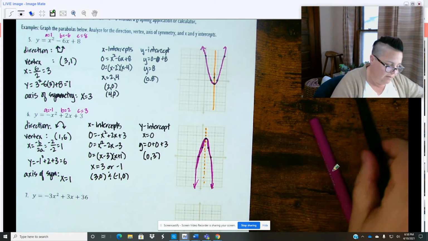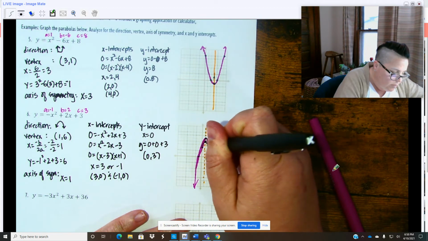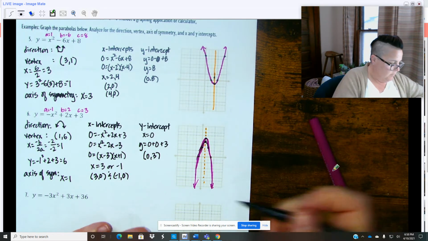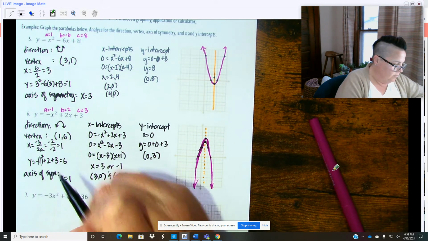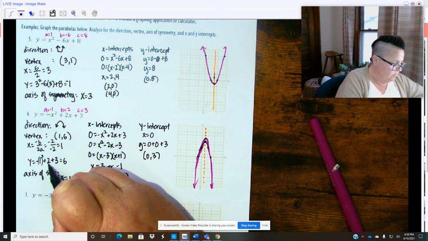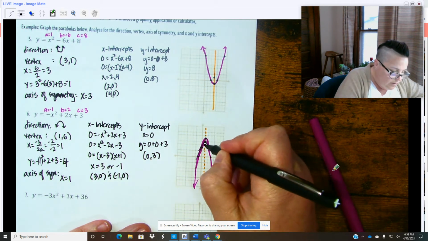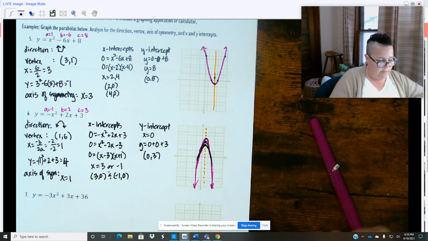I think that's supposed to be at 5. That would make more sense. Oh yeah, because that's a 1 squared negative, not a negative 1 squared. So that should be a negative 1 plus 2 plus 3, so that should be at a 4. There we go. That makes more sense. Fixed my graph. It shouldn't be up there.